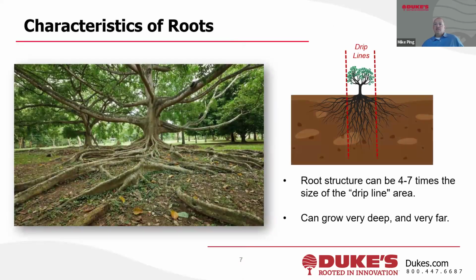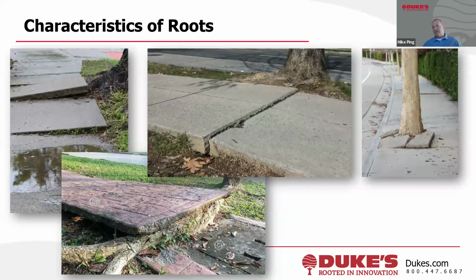So looking at characteristics of root systems. Just an example on the left of how robust and strong a tree's root system can be. And then this topic of drip lines and how far roots can grow, this little diagram on the right. Root structures can be 4 to 7 times the size of the drip line area. So if you start calculating area versus this outside circumference, that area can be much larger than the tree. And in doing some homework preparing for this, I ran across cases where roots have been discovered miles, plural, far in distance from the original tree. So roots can grow long distances.